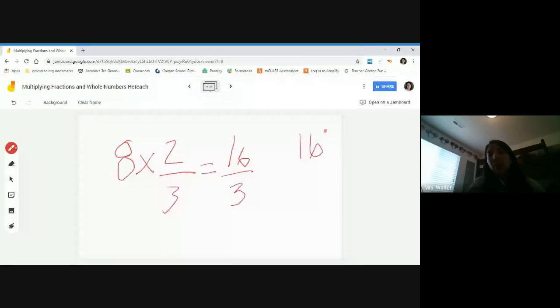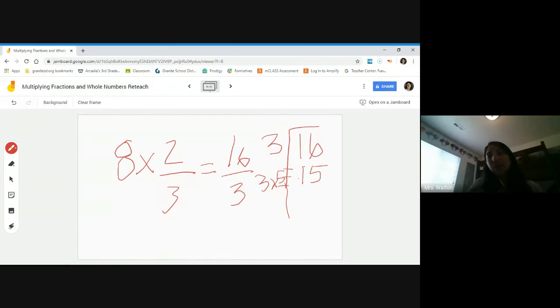16 divided by 3. I'm just going to give you a hint: you only need to write it once on this one. Count by threes: 3, 6, 9, 12, 15 is our closest, and we multiplied by 5. 16 minus 15 is 1. So our answer would be 5 and 1/3. We ate 5 whole cakes and 1/3 of a cake.